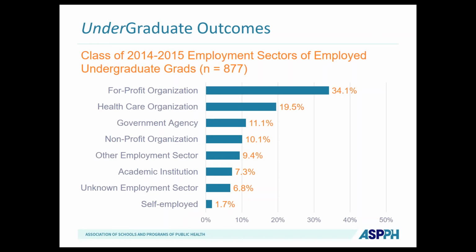This is pretty different from the graduate level outcomes. The number one employment sector for our graduate level graduates was healthcare organization at 25%. The second was government agency at 18%. And then the academic institution was 17.6%. So whereas for-profit organization is the number one employment sector for our undergrads, it was the fourth highest at 15.4% for our graduates. So this information would lead you to believe that once they complete their degrees, undergrads and graduates are not securing the same employment opportunities.